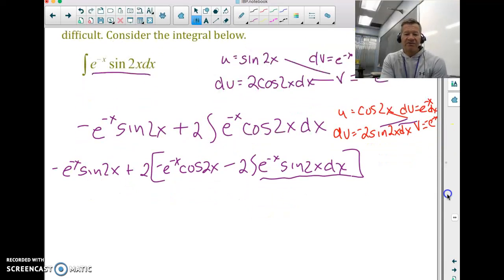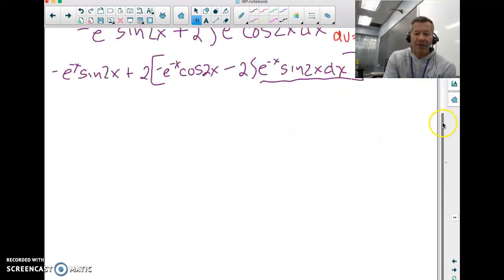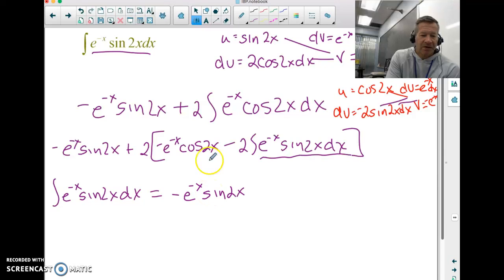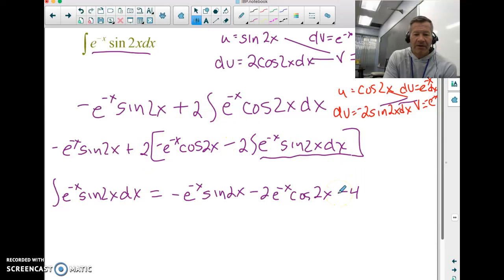Now watch how we're going to use that to our benefit. Okay, so what we're going to say is the original problem, the integral of e to the negative x sine 2x dx, I now know is equal to this entire expression, which is negative e to the negative x sine 2x. And then if I distribute the 2 here, I get minus 2e to the negative x cosine 2x. Distribute the 2 here, I get negative 4 times the integral of e to the negative x sine 2x dx.